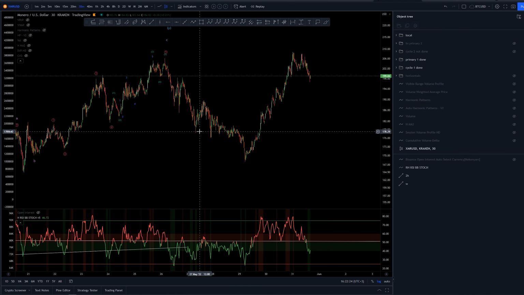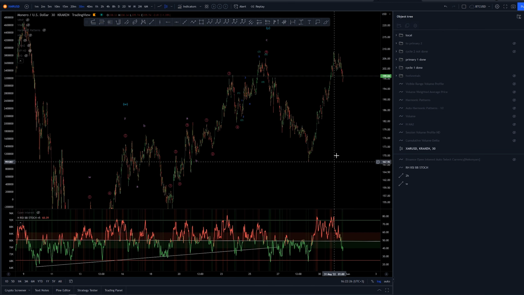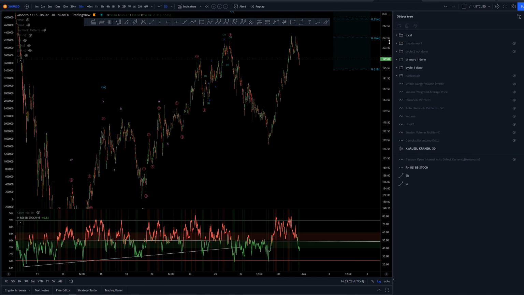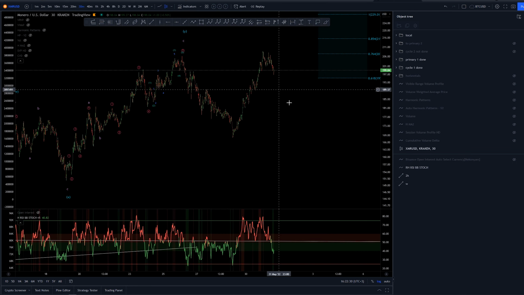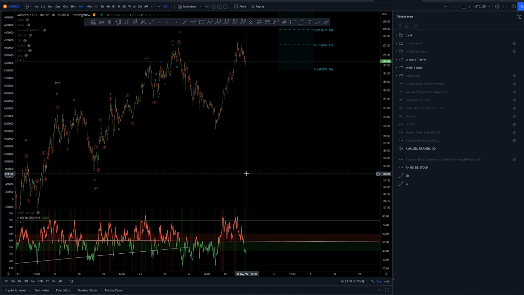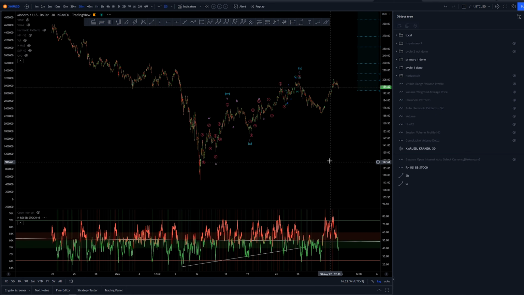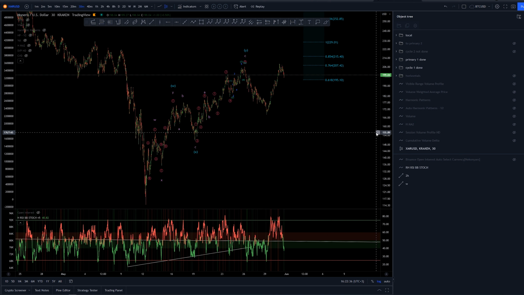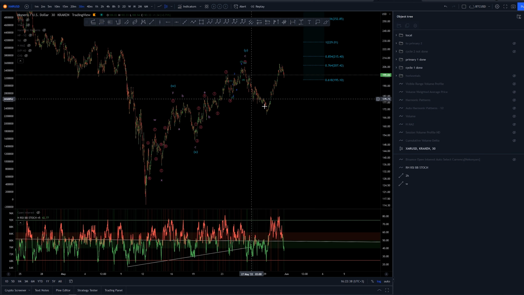So instead of trying to force anything here, I'm just going to leave it blank for now and get back to it once we get more price action developing here. Maybe that will get us a better answer instead of just trying to force a count here.